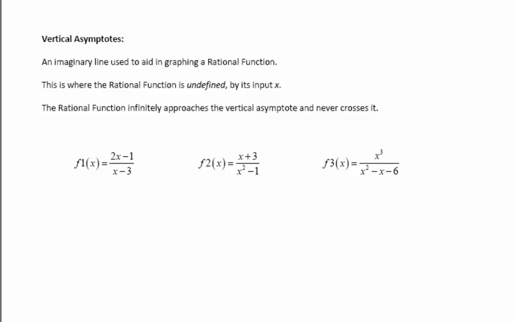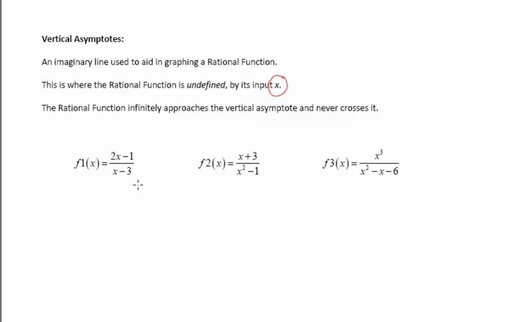In this video, we're going to talk about vertical asymptotes. Basically, a vertical asymptote is an imaginary line used to aid in graphing a rational function. This line is where the rational function is undefined by its input x. So you're putting in a value that will not work. This is basically the part of the domain that does not work in the rational function. The rational function infinitely approaches this vertical asymptote but never crosses it.